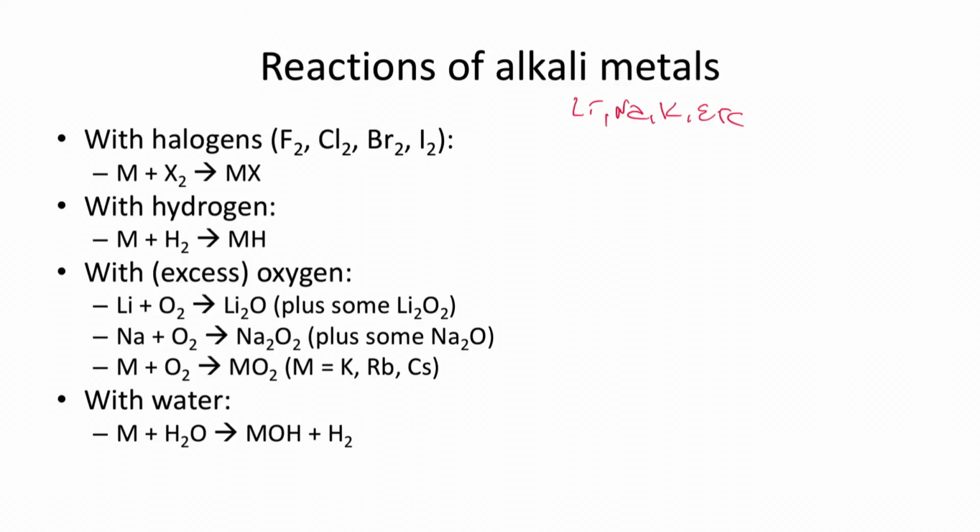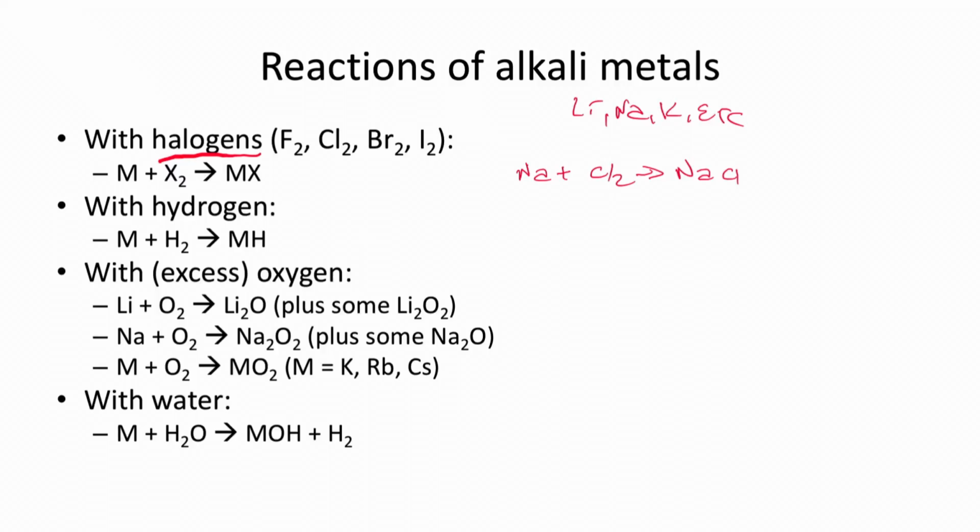For example, they can react with halogens, things like fluorine or chlorine or bromine or iodine, to make halides. Just as a specific example, maybe I have something like sodium reacting with Cl2, chlorine gas, to give me NaCl, sodium chloride. Notice that this is not balanced. I'm not trying to balance these for you. I just want to show you what's going on.